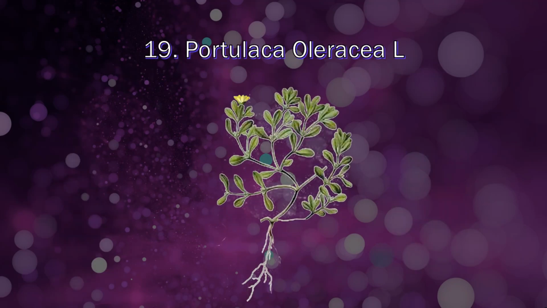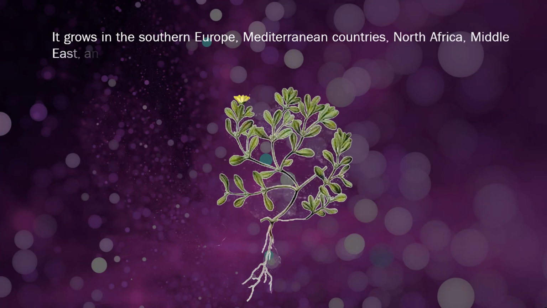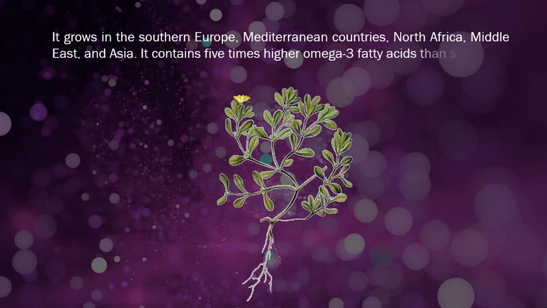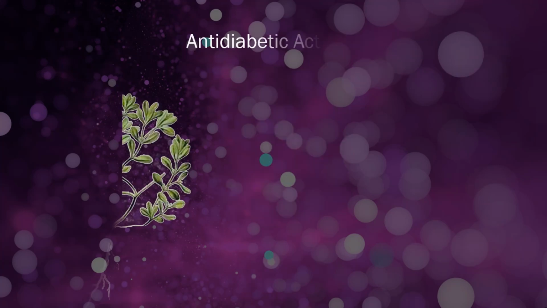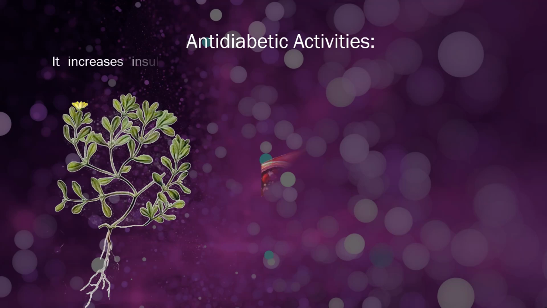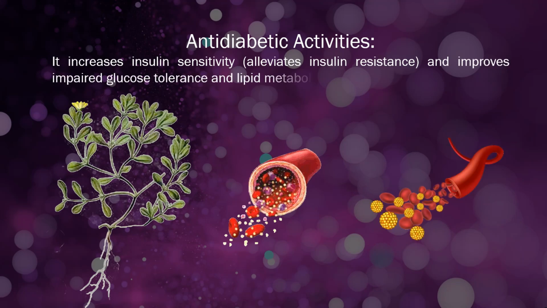19. Portulaca oleracea L. It grows in southern Europe, Mediterranean countries, North Africa, the Middle East and Asia. It contains 5 times higher omega-3 fatty acids than spinach. It is famous as a traditional medicine in China for the treatment of hypertension and diabetes. Anti-diabetic activities. It increases insulin sensitivity, alleviates insulin resistance, and improves impaired glucose tolerance and lipid metabolism.